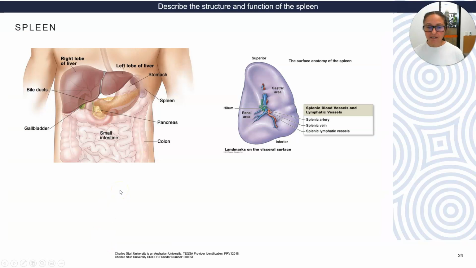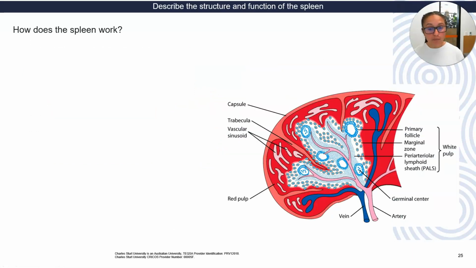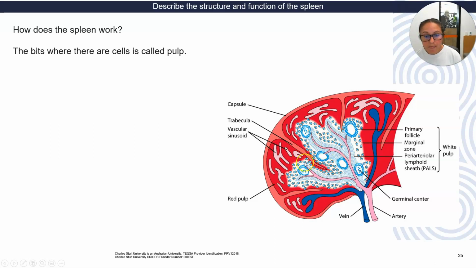The spleen. Wow, I love the spleen. It is a very cool organ. Here it is, okay? It's got blood coming in and blood coming out, and of course, lymphatic drainage. Now let's have a look and see how the spleen works. It is super cool. So we have areas here, right, in the spleen. Can you see how you've got red pulp and white pulp? Well, white pulp is just a whole bunch of white blood cells.